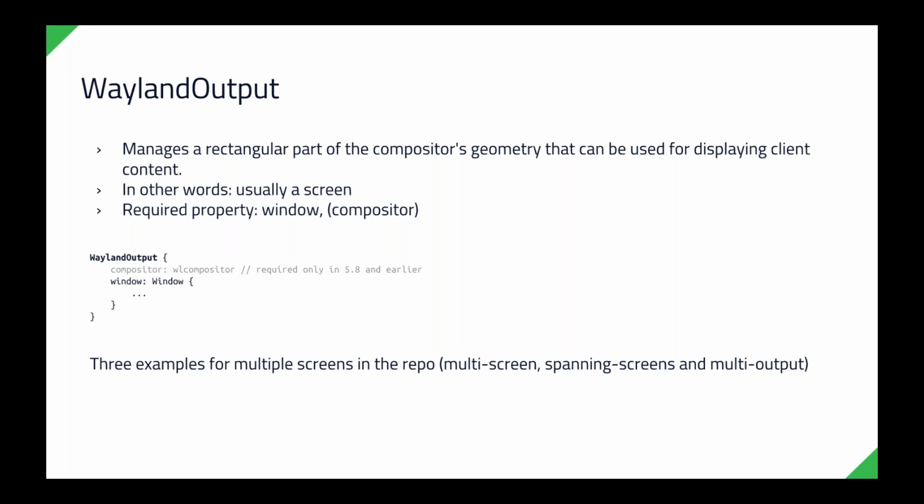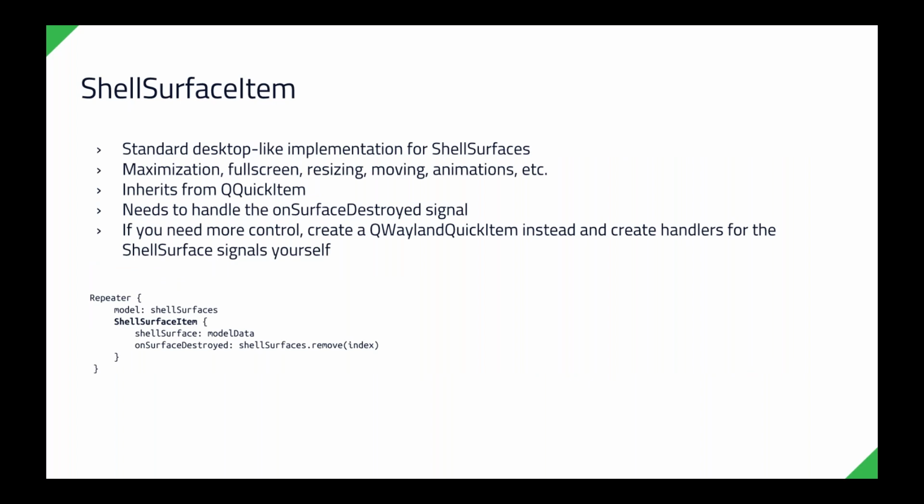So this is sort of the simplest case where you have only one screen. There are 3 examples in the Qt Wayland repository that show different configurations. It's the multi-screen example, spanning screens, and multi-output. I'll show screenshots from these later, so you can sort of get a feel for what's there and what you can look at for examples.